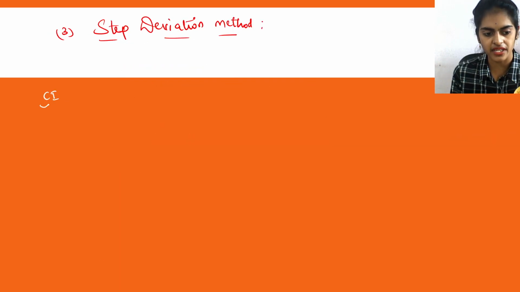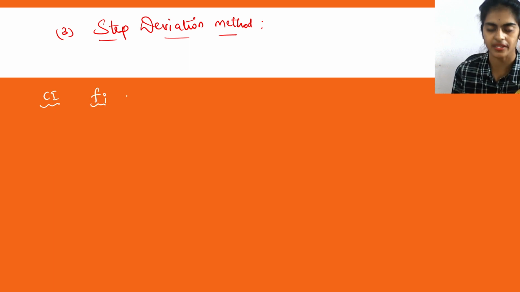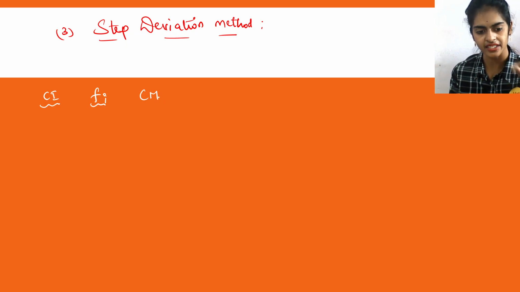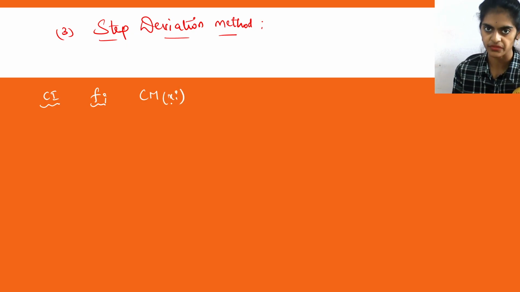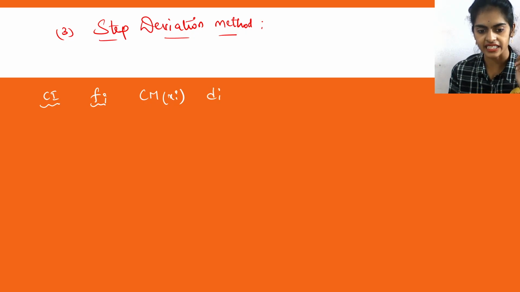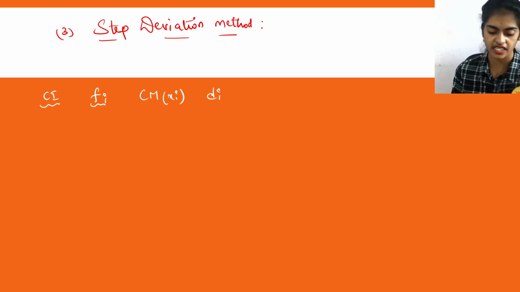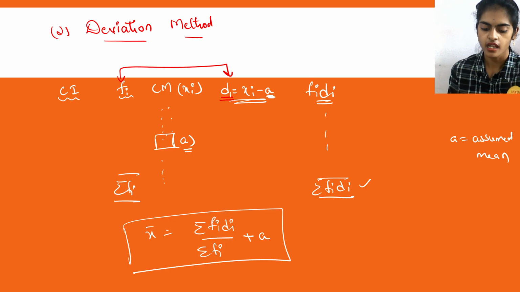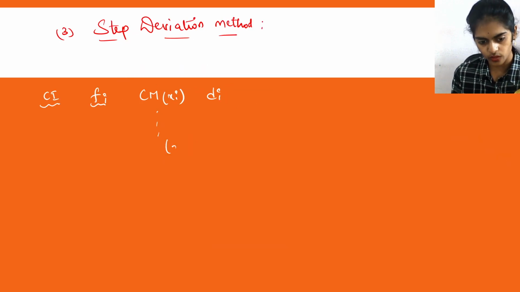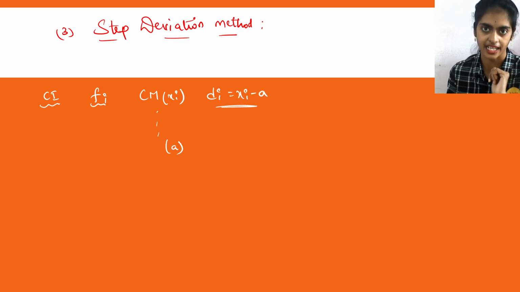So in the step deviation method, you'll have the class mark, and you'll have the frequency given in the question. This is nothing but fi. Class interval is given, frequency is given, and you will find the class mark xi. After finding this, you will find the deviation. How are we finding the deviation? You can denote it as di. From these you will assume a mean and subtract this assumed mean from each class mark.